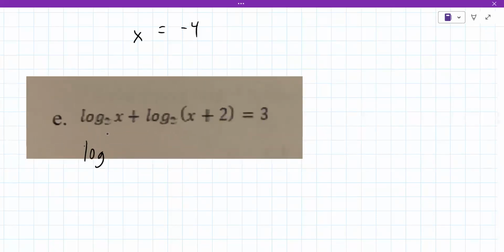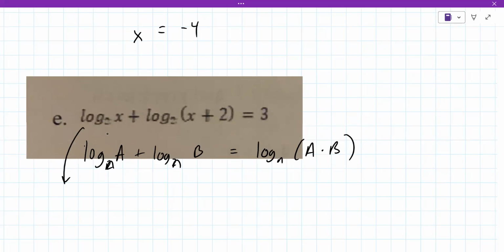The next one is that a sum like this becomes a product. It's really any base. So it becomes log base n of a times b. And in this case, it becomes log base 2 of x times x plus 2, like this, equals 3. So it becomes a product there.